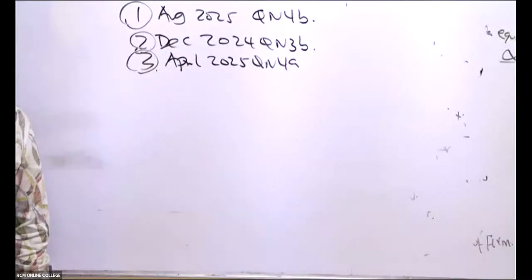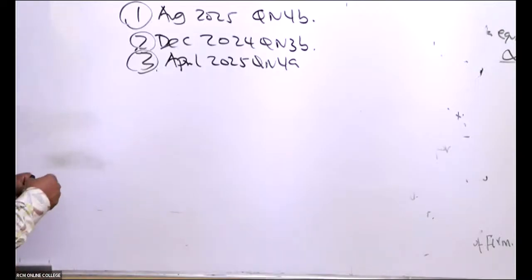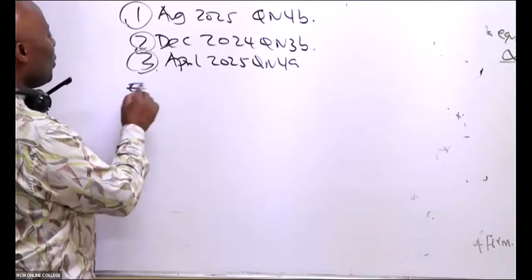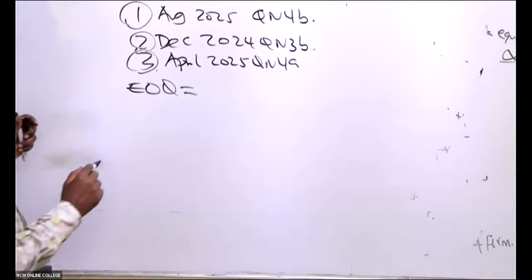So the very first thing you need to do in this question is to calculate for us the EOQ. Write it down happily, even if you understand EOQ, which will be equal to who here, somebody?